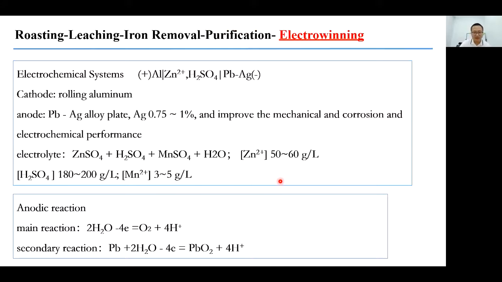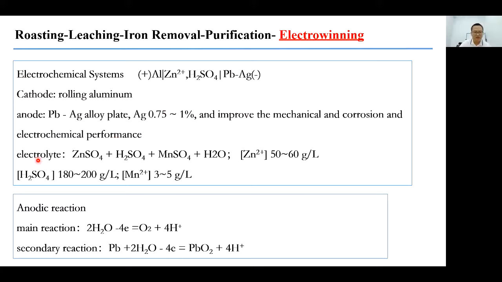And lastly, we get the solution purified, and we go to the electrowinning, and the work is very simple. One cell is built, and we are using aluminum as the cathode and lead-silver as the anode. We are producing oxygen here, and we are producing zinc cathode here. The anode always contains 0.75 to 1% silver, and this is optimized in different universities, and a lot of people are doing work here.